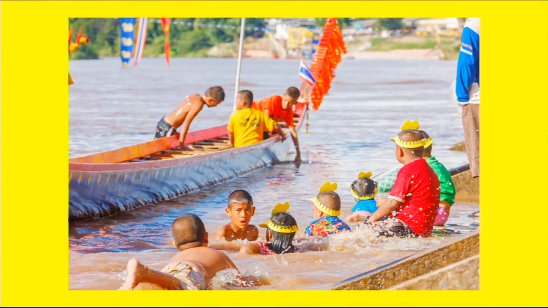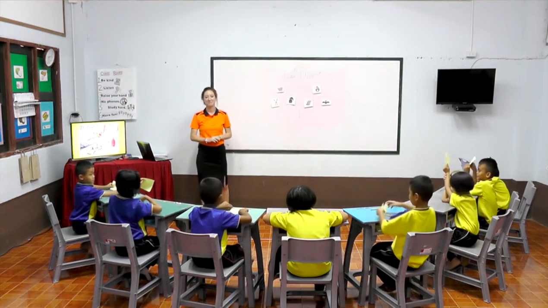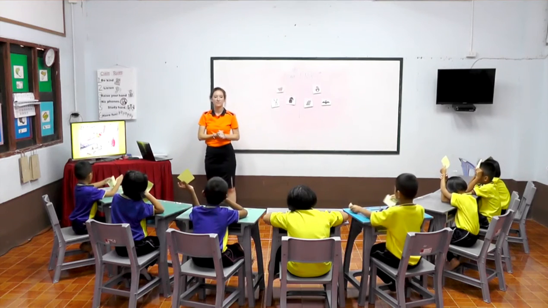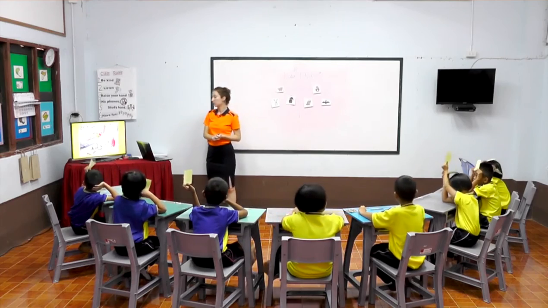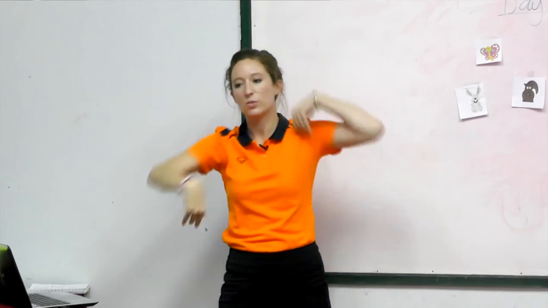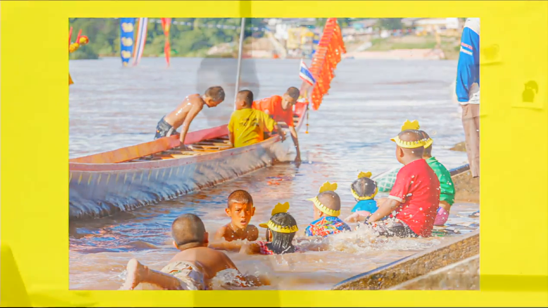What about this one? Show me. Do we think this one's day or night? Day. Show me. Very good. Day. Some people are swimming, having fun. There's sunshine. Day. You're right. It's day. All right. Back down. Almost finished.